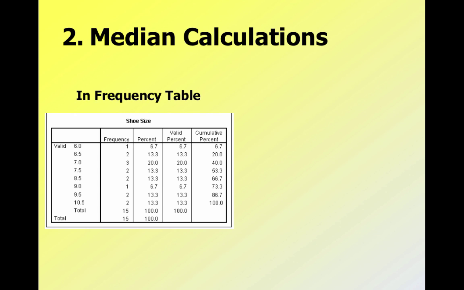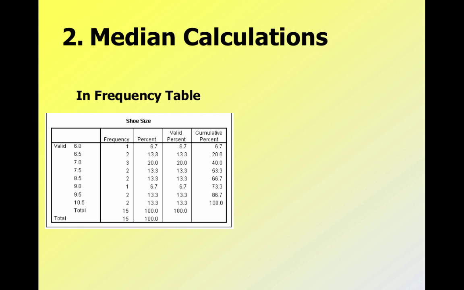We see 40% of people have a shoe size of 7 or smaller. And we see that 53.3% of people have a shoe size of 7.5 or smaller. So again, we want to look for the answer that contains the 50th percentile. Well, if we look at our shoe size of 7, that only makes up 40% of our sample, those who have a shoe size of 7 or smaller. So that does not include the 50th percentile. We have not crossed that threshold yet.